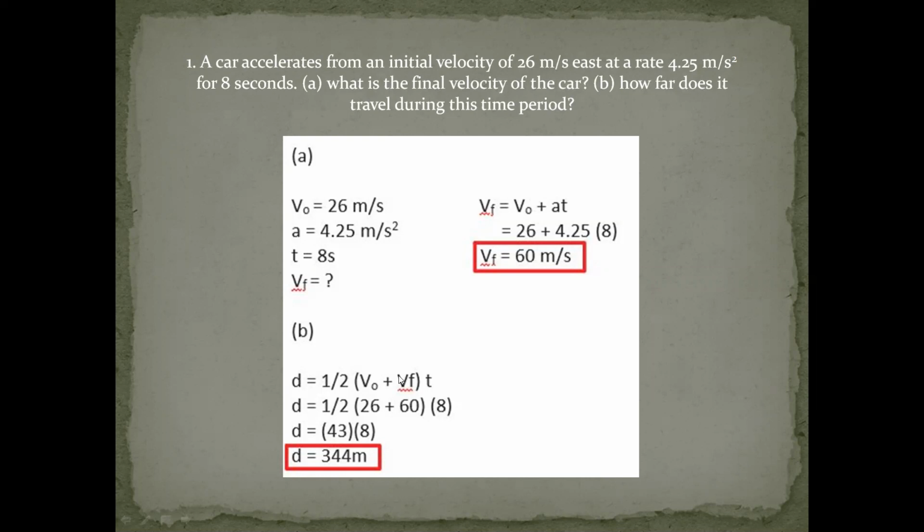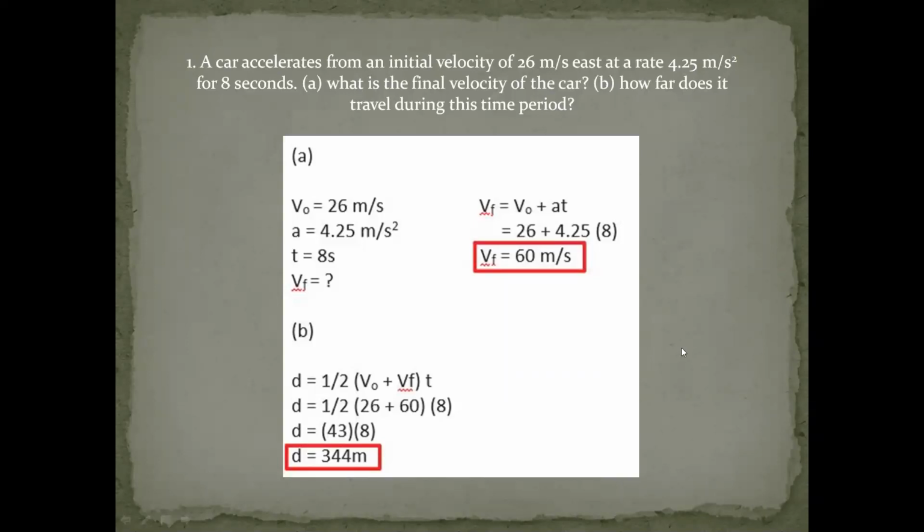So 26 plus 60 is equal to 86. If you divide it by 2, you're gonna get 43, and you're just gonna multiply that by 8, and you're gonna get 344 meters. Alright? So ganun na siya kadali if ganyan lang yung problem.